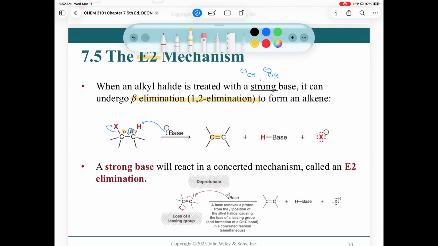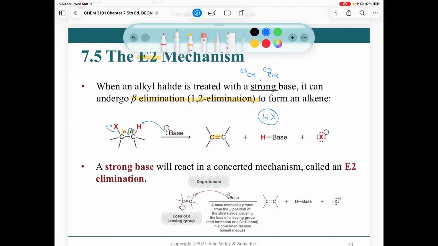What does the E stand for? Elimination, right? We're eliminating a hydrogen and we're eliminating a halogen. So what did we eliminate overall? In this case, we eliminated the H and the X. Of course, they make a salt here in this case. They make the conjugate acid of the base plus this halide here. And what does the 2 stand for? Second order. It's a second order reaction.